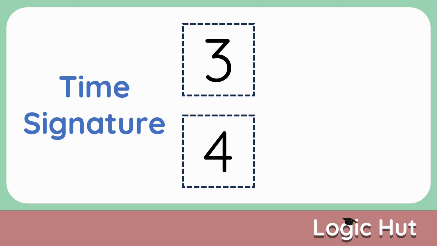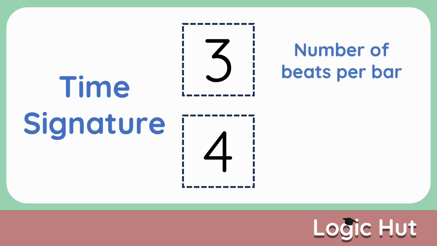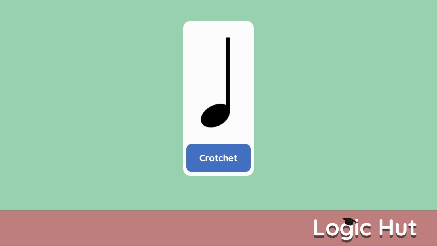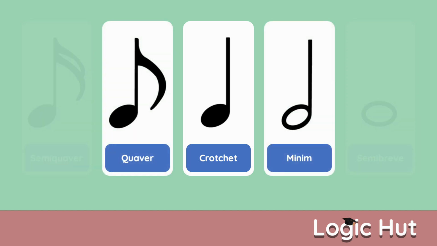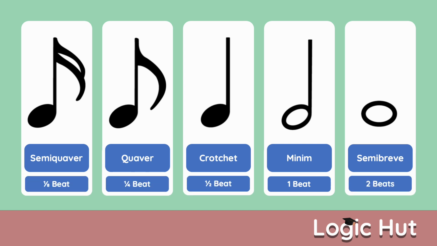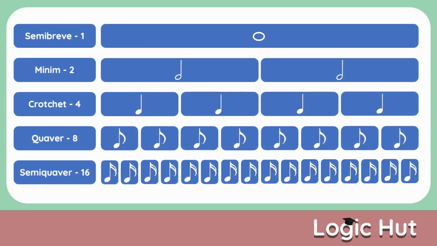The upper number represents how many beats there are in a bar, and the lower number specifies what note represents one beat. So far, we've assumed that each beat lasts a crotchet, but it can be any length. For example, a beat could be a minim, and a crotchet would last only half a beat. The note value is represented by how many times it fits into a semibreve.